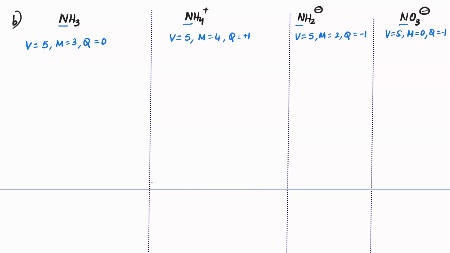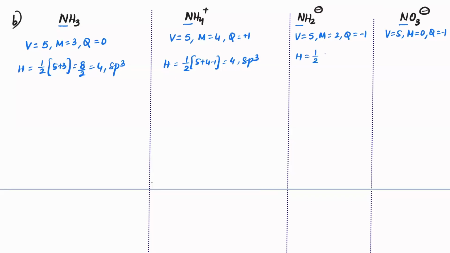Right? So steric number is half of 5 plus 3. 8 by 2, which is 4, which signifies it is sp3 hybridized. Next, nitrogen. Here, steric number, half of 5 plus 4 minus 1, again 8, so 8 by 2 is 4, sp3 hybridized.